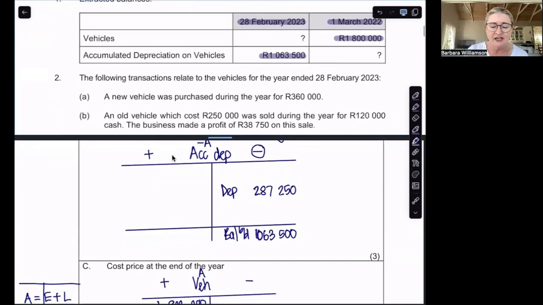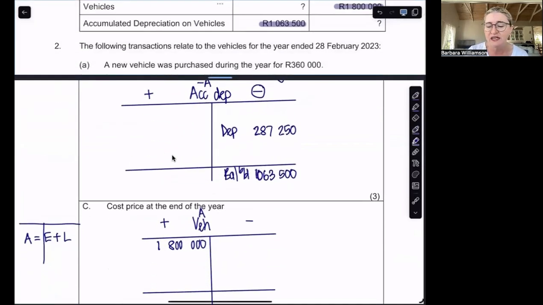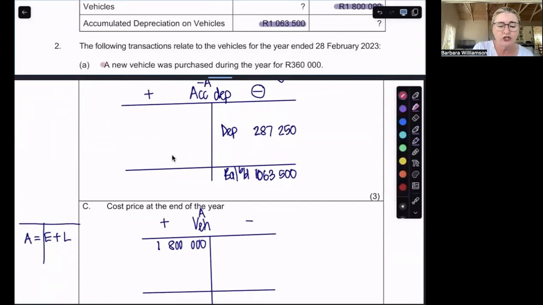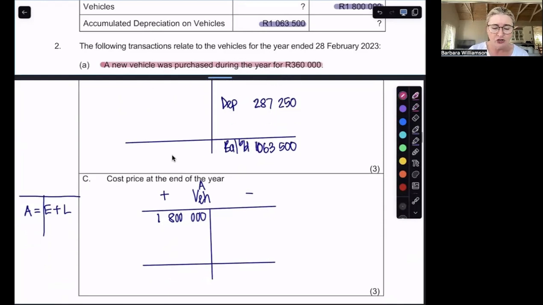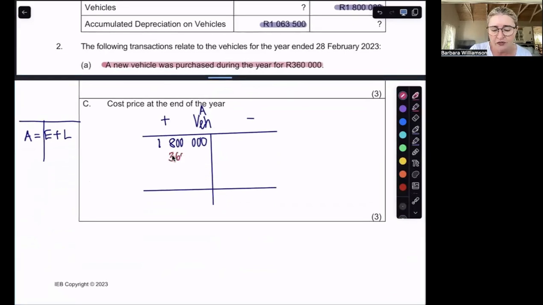The following transactions we need to use. A new vehicle was purchased during the year for 360,000. If we bought a new vehicle for 360,000, that is obviously going to impact on my cost account. So if we look at the vehicles account, we can see on the debit side, we would want to put in the 360,000. That's for the new vehicle.